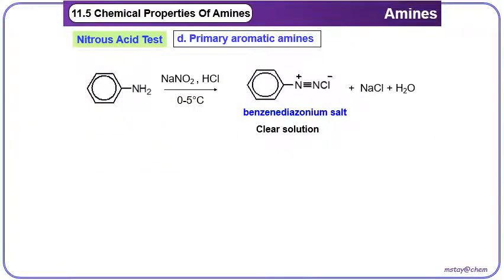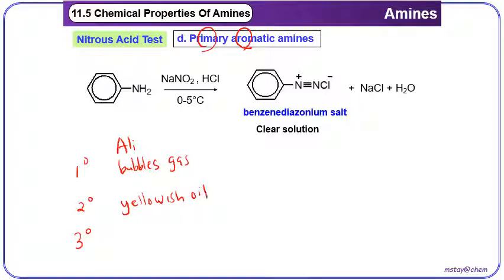Now is the time to continue with the primary aromatic amine. Before we continue, again, primary, secondary, tertiary amine. We already went through the aliphatic amines. For primary, we will get bubbles of gas. Secondary, we will see a yellowish oil. For the tertiary aliphatic amine, we will get a clear solution. Now we are going to continue with the aromatic primary amine.